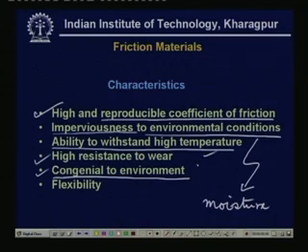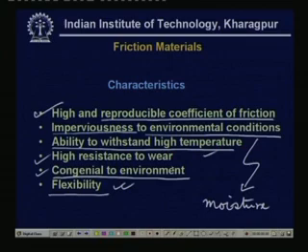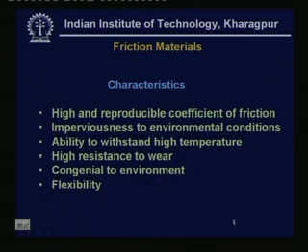So, it dissipates dust in the environment and various other things. So, it must be congenial to the environment and it should have some flexibility, because the disc or the drum may vibrate, or there may be various vibrations in the machinery. So, it has to be accommodated, and this can be accommodated by the friction material. So, this must be a little flexible. Now, these are roughly the friction materials.